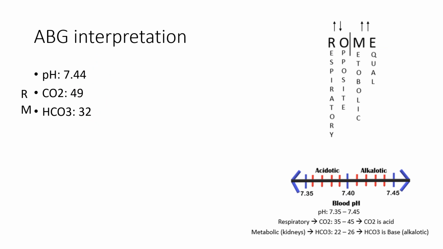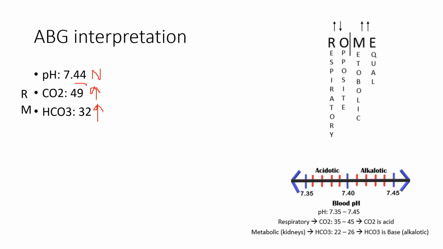All right, so this one, we have a pH of 7.44. That is normal. That is within our range of 7.35 to 7.45. So it's normal. We have a CO2 of 49. That is elevated because CO2 is 35 to 45. We have an HCO3 of 32. That is high because normal range is 22 to 26.